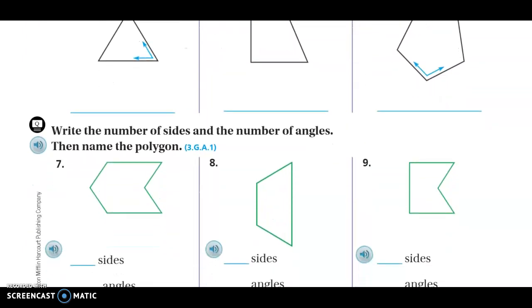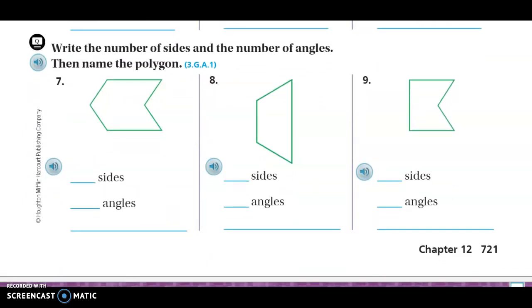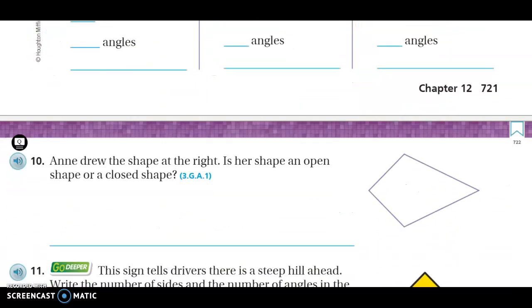7, 8, and 9. The number of sides, the number of angles, and what is the polygon's name. Once again, I told you that you're going to refer back to page 710, I think it was, quite a bit, or somewhere in there, where it has all the names of all the polygons. Yes, it is 710. I just checked it. So if you need to refer back to page 710, please do so.